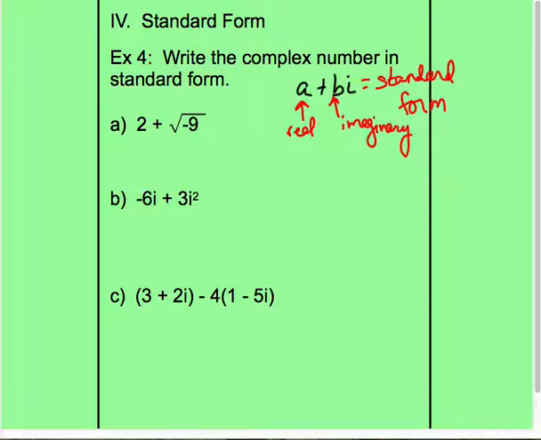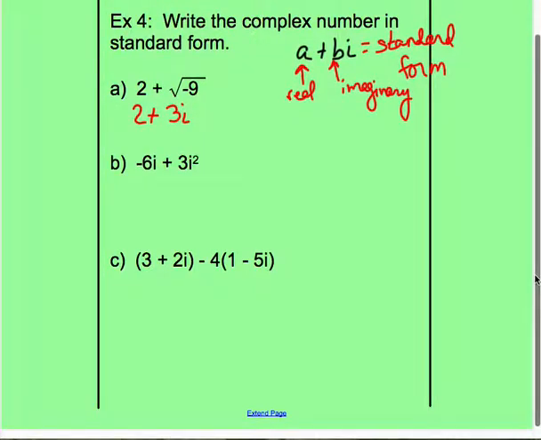So for part A, if we're simplifying this to a complex number in standard form, we can't have that square root of a negative. So we're going to simplify that piece, and we get the square root of 9 is 3, the square root of negative 1 is i. Next example, we've got i squared, so we have to simplify that power. If you remember, i squared is negative 1, so we get negative 6i minus 3, which is the 3 times negative 1, but standard form is the real part first, so we're just going to flip it around: negative 3 minus 6i.